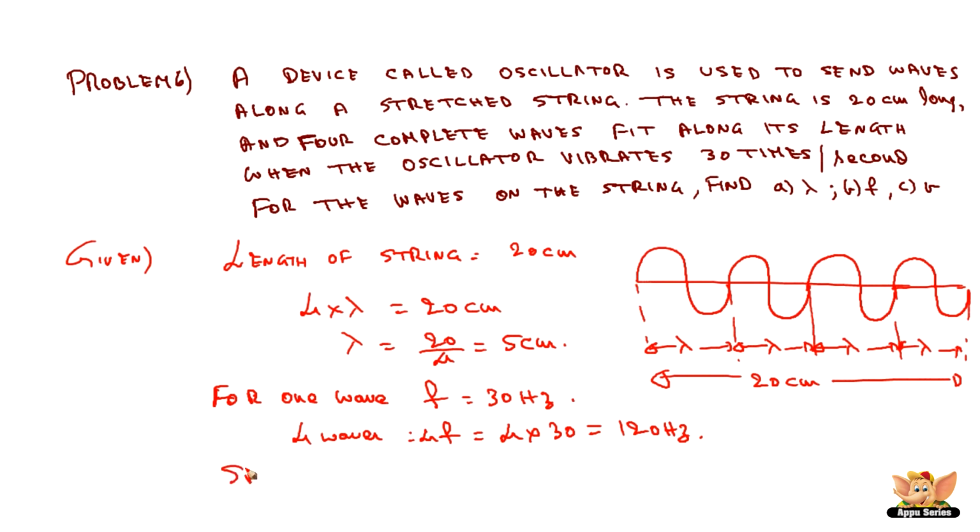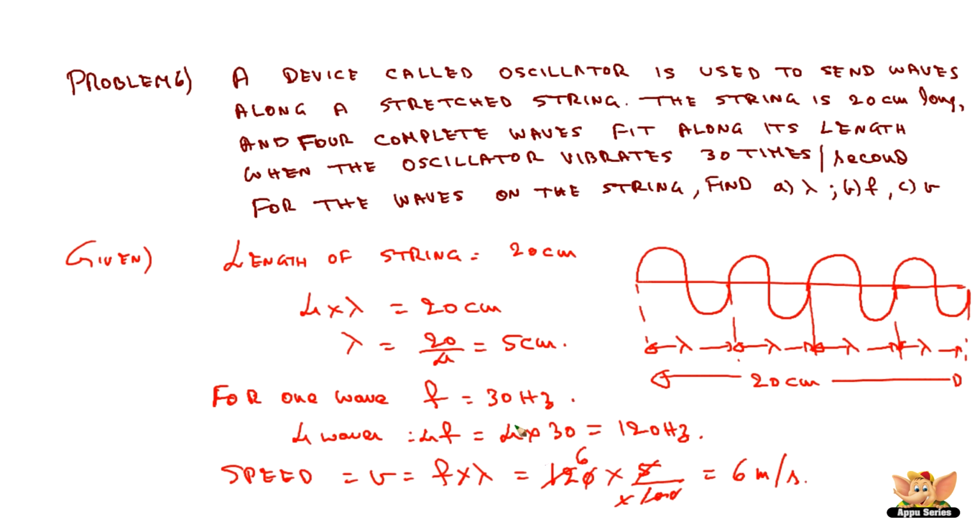Now the speed. What is speed? V is F into lambda. Since we are finding it for the spring, on the spring there are 4 waves. So the frequency becomes 120 for the 4 waves into lambda, which is 5 by 100. In terms of meters, we need to convert. So on cancellations, we will get 6 meters per second.